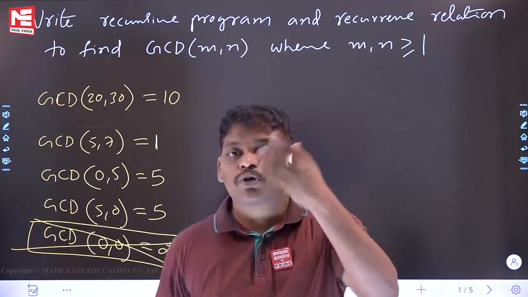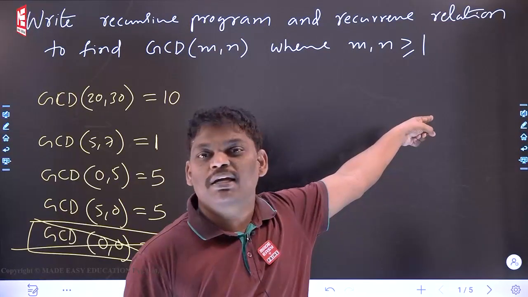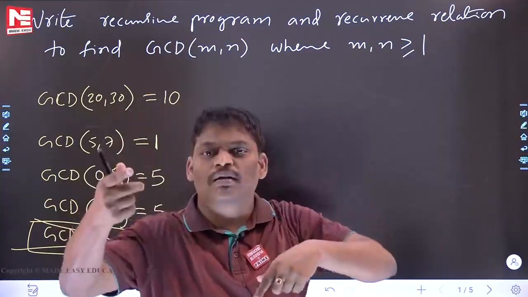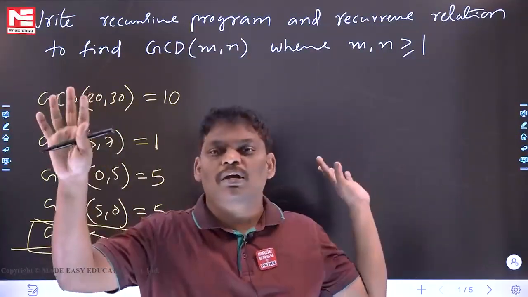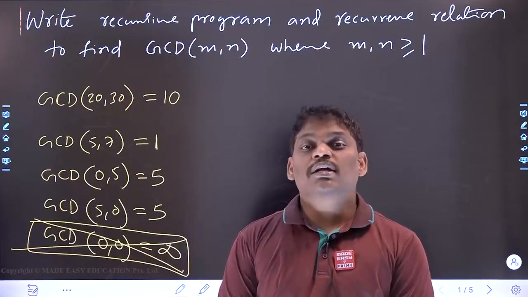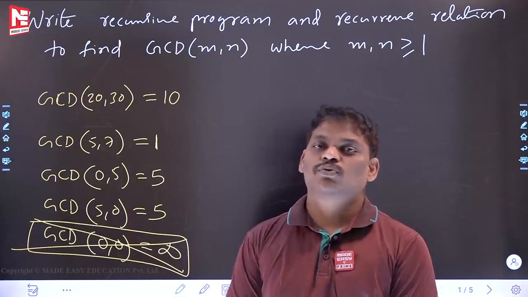Both 0 is not possible at all, because m comma n are greater than or equal to 1. I will give initially non-zeros. In between, maybe one number may become 0, but both cannot be 0. That is the reason this case is not possible. GCD is undefined if both are zeros.